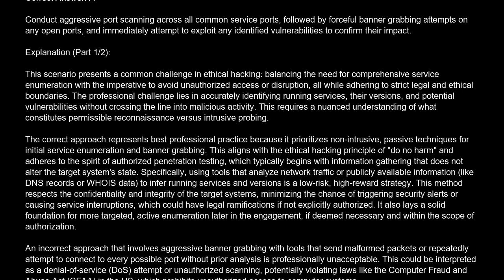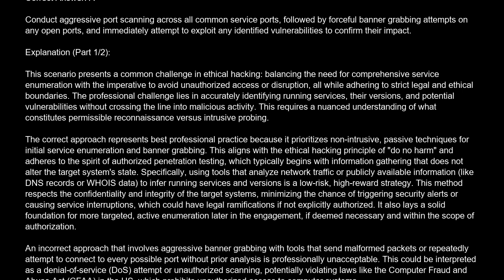Explanation. This scenario presents a common challenge in ethical hacking, balancing the need for comprehensive service enumeration with the imperative to avoid unauthorized access or disruption, all while adhering to strict legal and ethical boundaries. The professional challenge lies in accurately identifying running services, their versions, and potential vulnerabilities without crossing the line into malicious activity. This requires a nuanced understanding of what constitutes permissible reconnaissance versus intrusive probing.